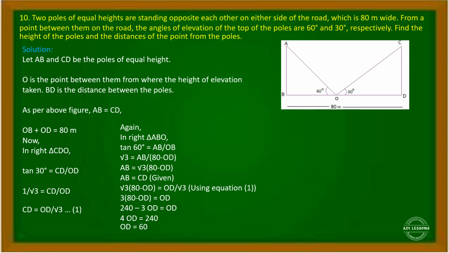But given AB equal to CD. So, root 3 into 80 minus OD equal to OD by root 3 using equation 1. 3 into 80 minus OD equal to OD. 240 minus 3 OD equal to OD. 4 OD equal to 240 and OD equal to 60.